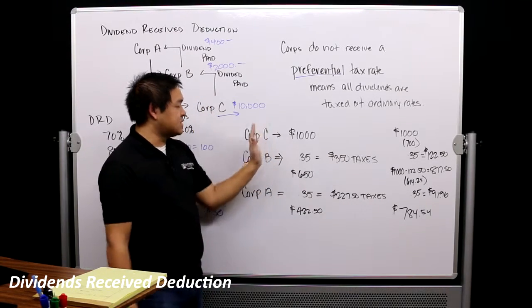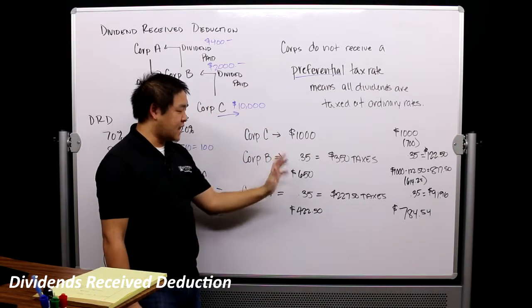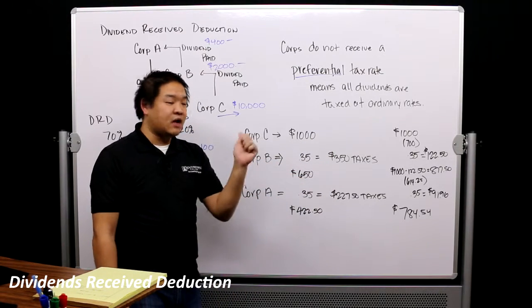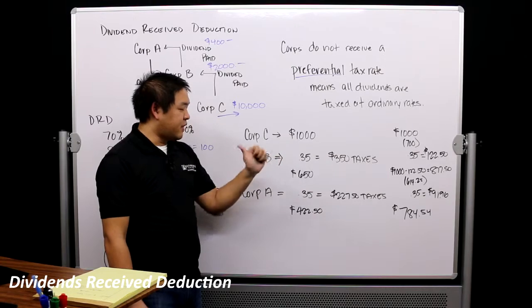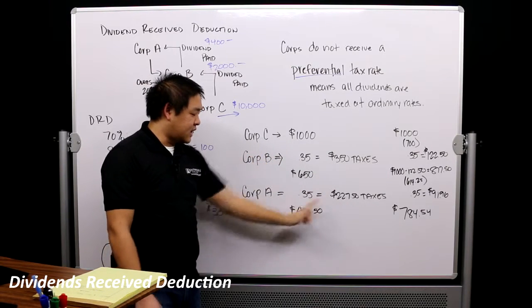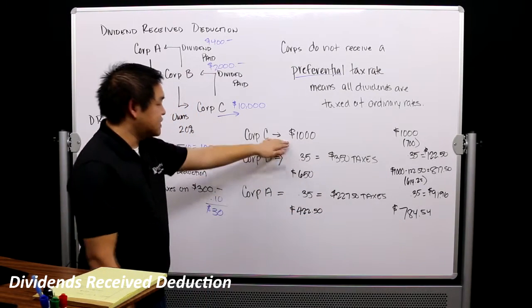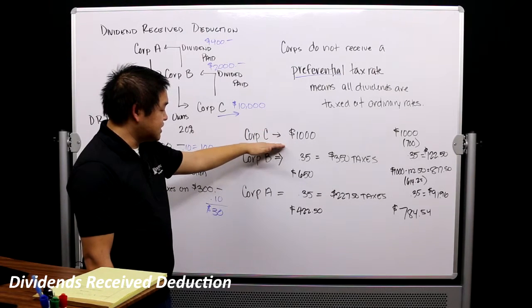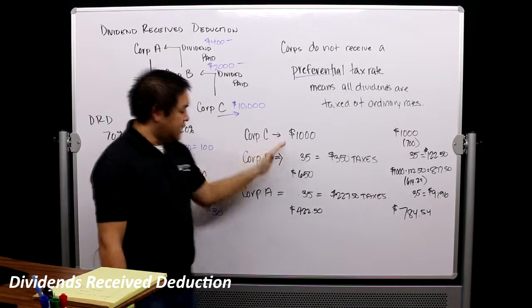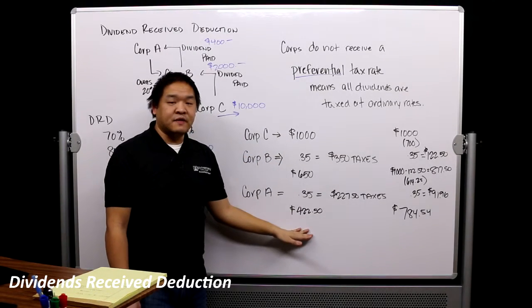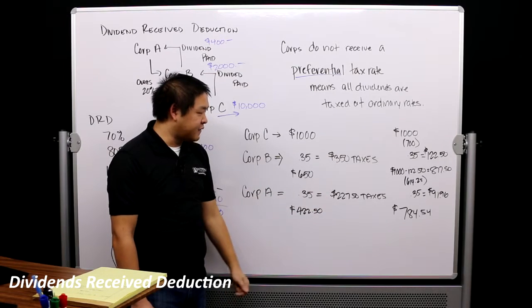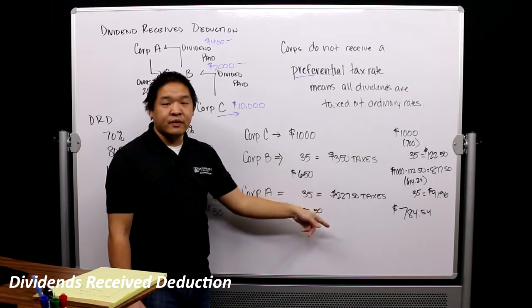Now, we haven't even talked about what C Corp would have paid in taxes, but notice here we've already paid over $500 in taxes. So not only have we been taxed at the C rate, we've also been taxed at the B rate and then the A rate, which means on $1,000 net income for Corporation C, we are only left with $422.50 if we take this as a whole. Okay, why? Because over $500 was sent to the federal government.